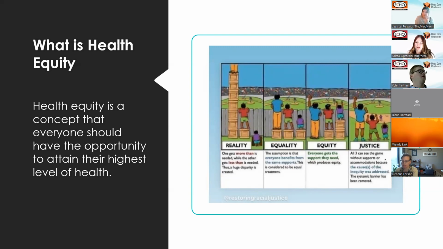Whereas equity really advocates that everyone gets the supports that they need. So in this case, one person doesn't need any support to see the game, while the person on the far right needs the pit removed before adding some additional supports, and then they can all view the game fairly. However, justice is when all three can see the game without support or accommodations because the barrier was removed, in this case, the fence. So what we're seeing now is that efforts to achieve health equity typically involve policy changes, which include social interventions and healthcare reforms that aim at reducing these disparities and promoting a more just and equitable society where everyone has an opportunity to live a healthy life.